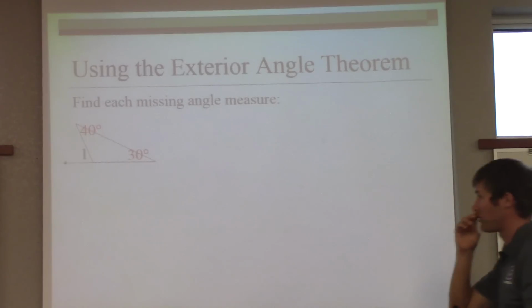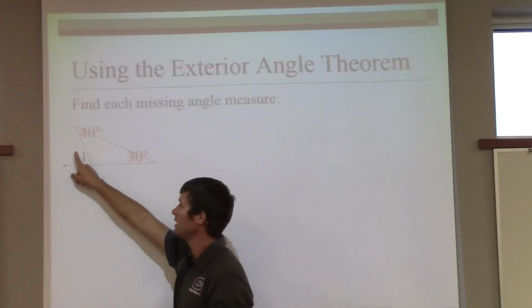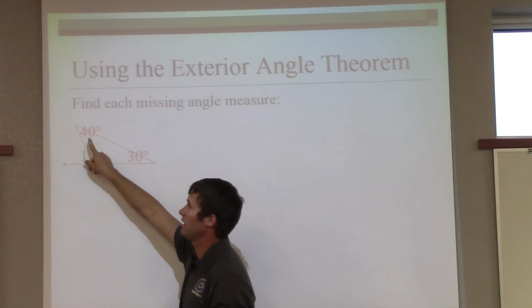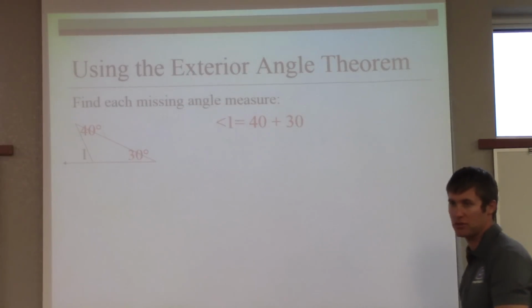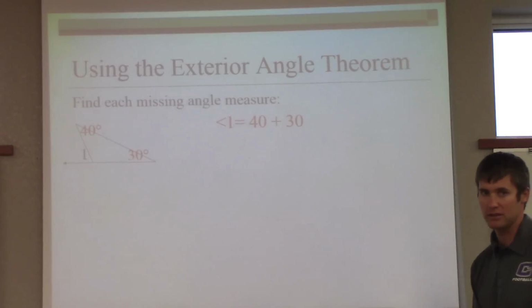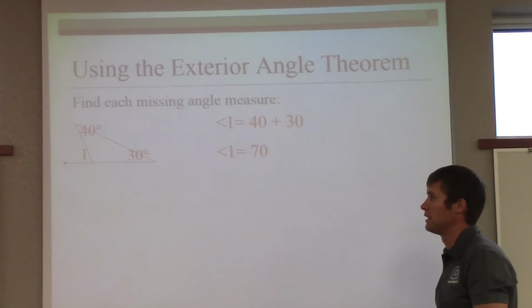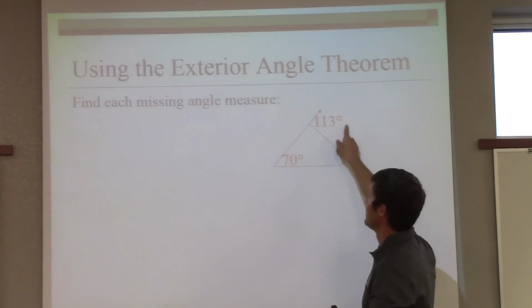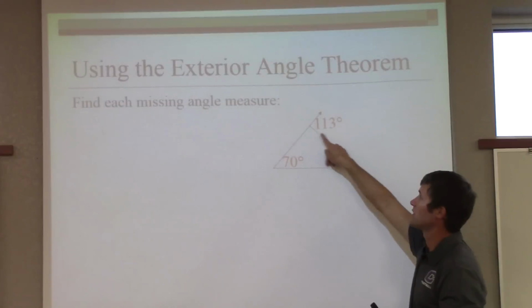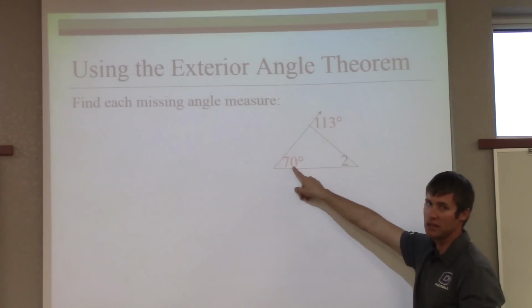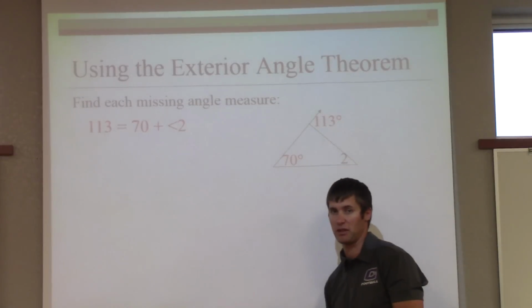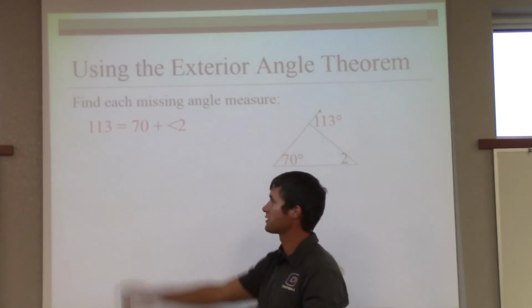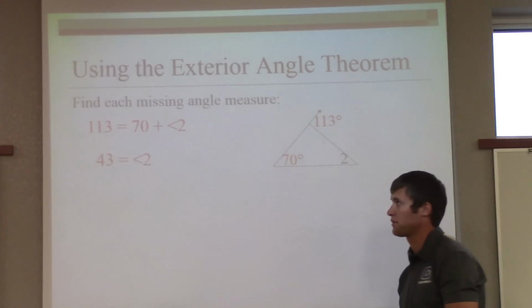So we want to solve for angle 1. So remember, angle 1 is equal to its remote interior angles, or 40 plus 30. So we say angle 1 is equal to 40 plus 30. 40 plus 30 is 70. And we go here. This angle right here is 113, is equal to 70 plus angle 2. So we'd say that 113 is equal to 70 plus angle 2. Subtract 70, you get 43.